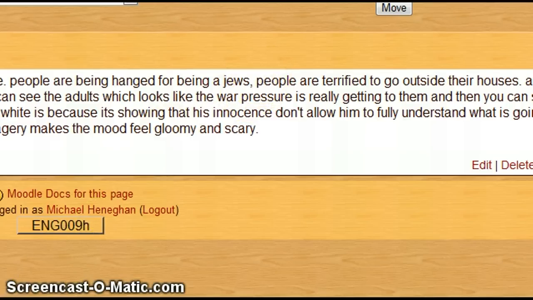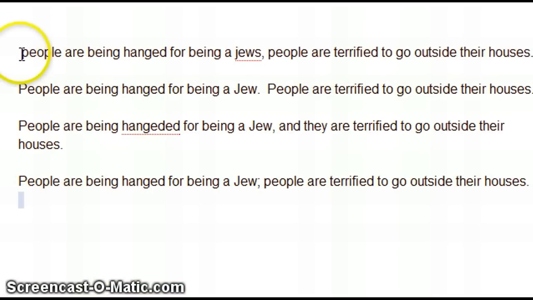Let's look at that on a blank screen. So I've got the original sentence here. People are being hanged for being a Jews. People are terrified to go outside their houses. And I've made some corrections, of course, to the minor problems. But I've corrected the run-on sentence aspect of it. It's no longer a comma splice. People are being hanged for being a Jew, period. People are terrified to go outside their houses, period.